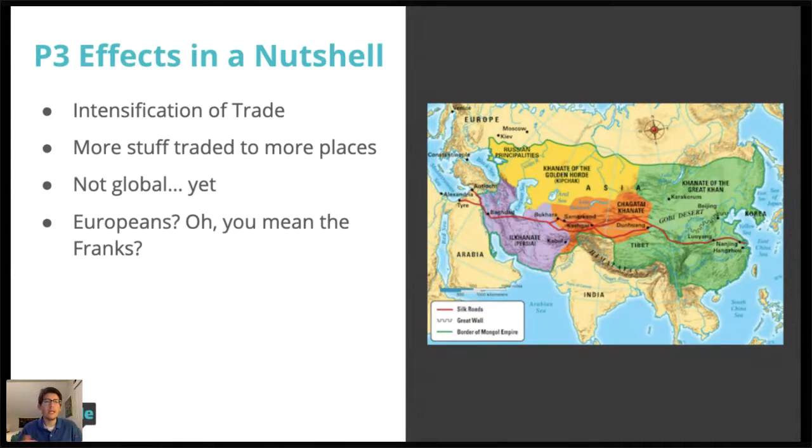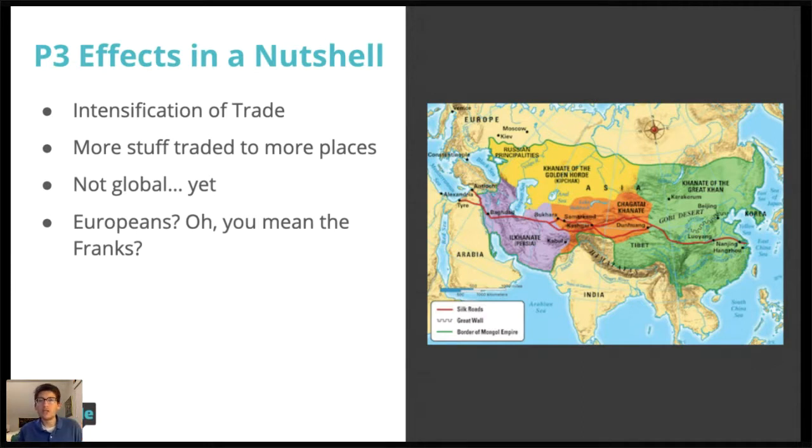And that's what we see from 600 to 1450, starting with the rise of Islam and going all the way till after the Mongols are in charge, all the way to when Europeans start to explore. It's continuing to expand. More stuff traded to more places. However, remember, it is not yet global. We're thinking primarily in this video about Afro-Eurasian trade.